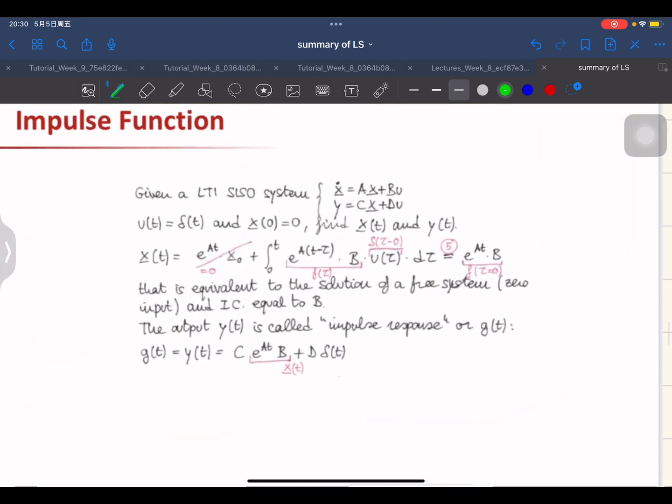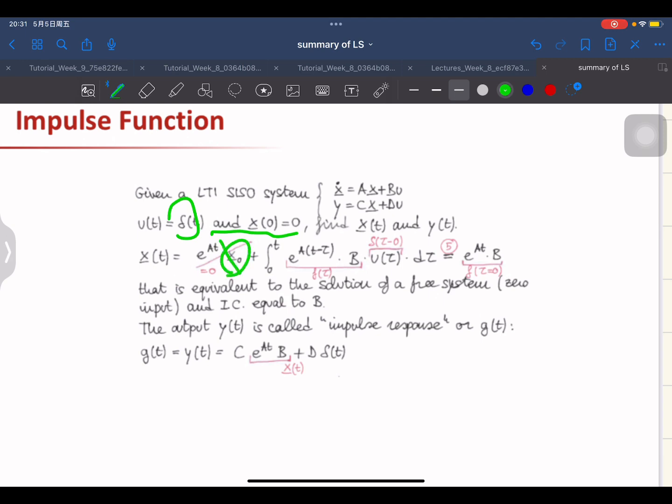Let's see an example of the impulse function. Now we're given an LTI system: x-dot equals Ax plus Bu, y equals Cx plus Du. u(t) is delta(t), and x(0) is 0. Find x(t) and y(t). The x(t) solution is this, but now we should use x(0) equals 0. So this one is 0.